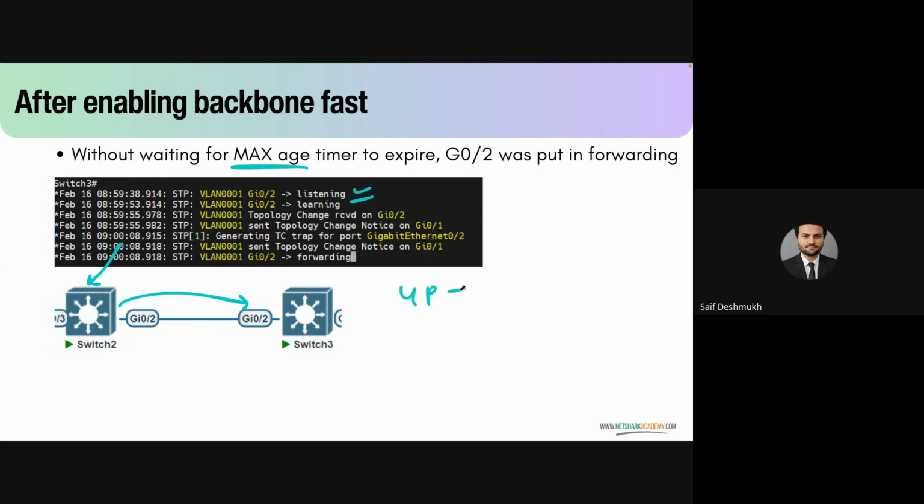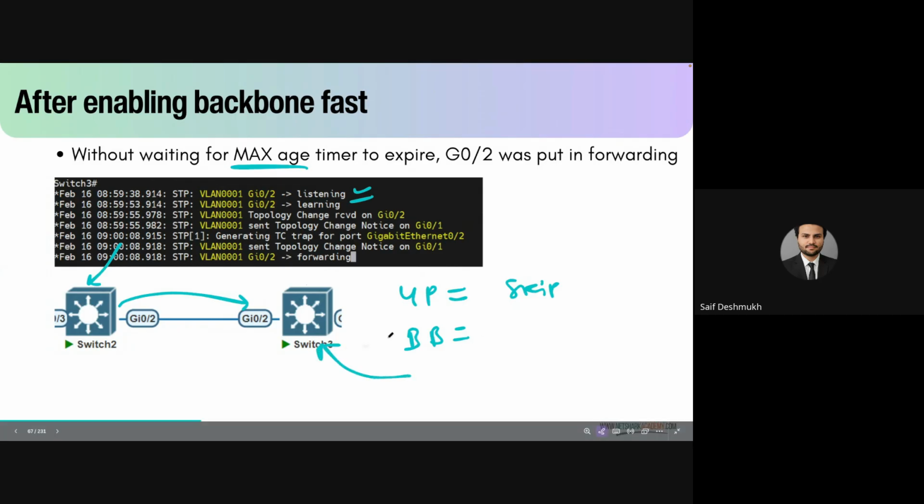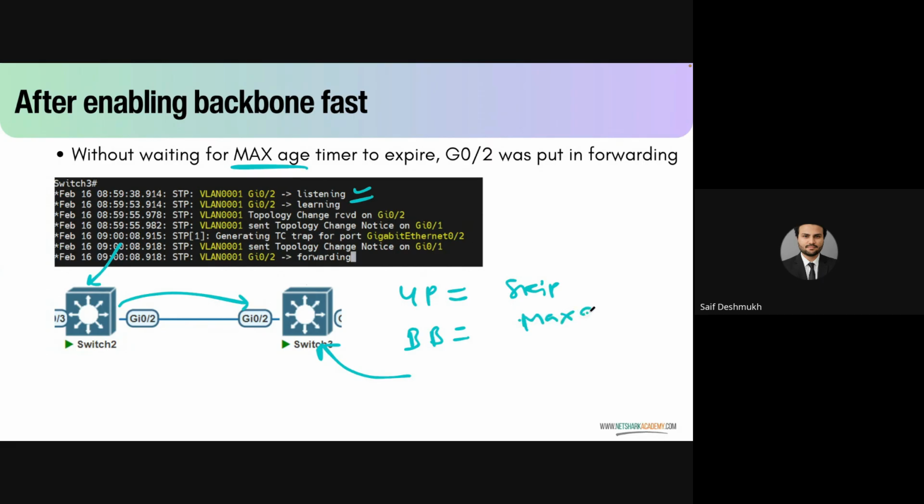Uplink fast skips everything. In backbone fast, when you enable it on switch 3, it will skip only the max age timer, but still has to go through the listening and learning. As you can see, it is happening here.